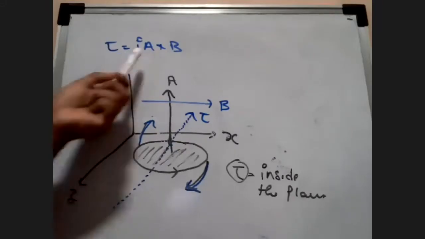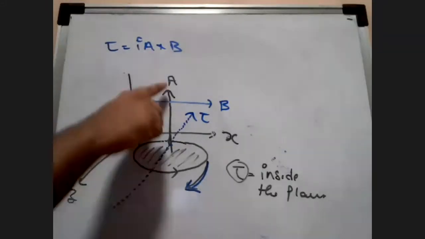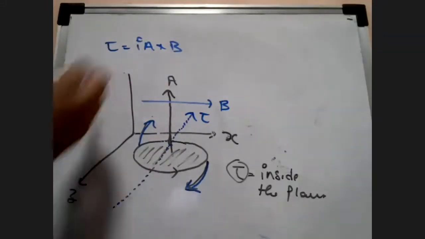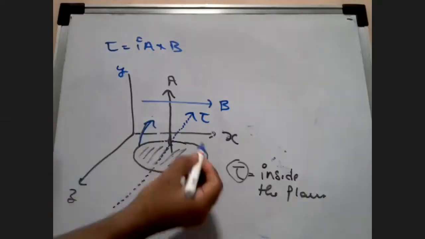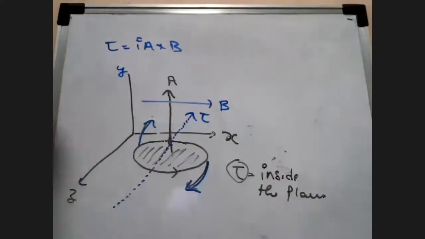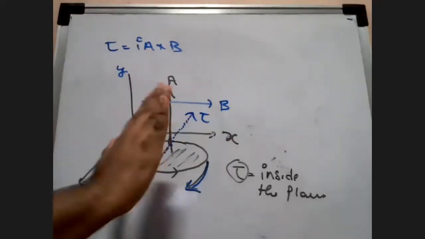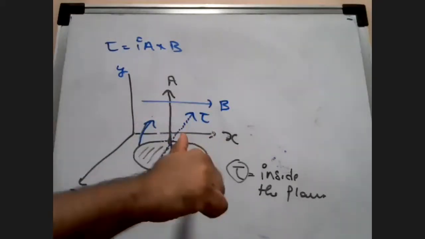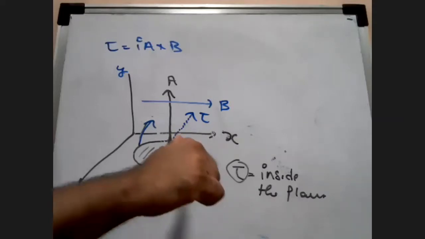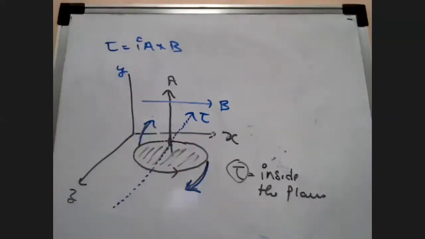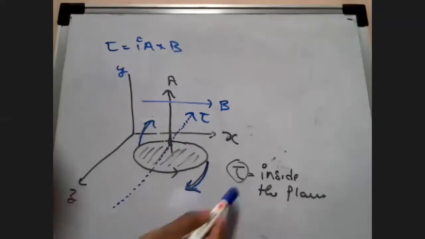Right hand rule between A and B. Here, A is in which axis? Y axis. Magnetic field is in which axis? X axis. So from A to B, if you apply your right hand rule, your thumb is pointing in which direction, students? Inside the plane. So the direction of the torque also will be inside the plane.